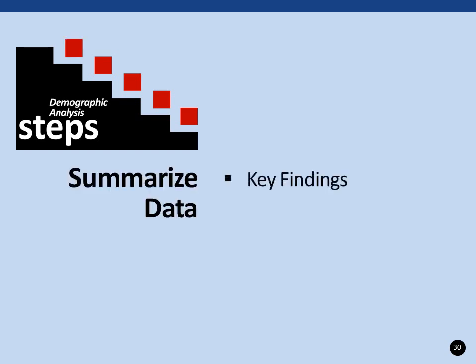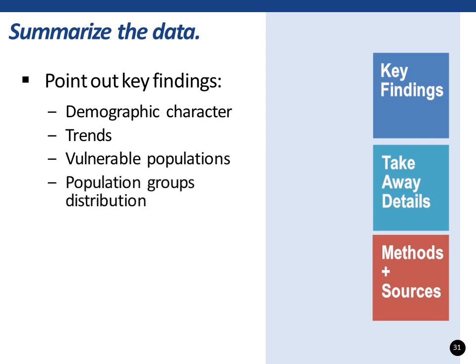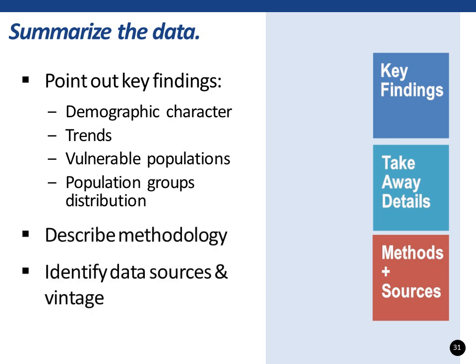In the next step, we summarize the data to support the project evaluation and decision-making. The purpose of summarizing the data we have compiled is to point out the need-to-know information. This will help others involved in the project understand what is material to the environmental evaluation. Describe the demographic character and trends in the area and identify populations of special concern. Describe how the various population groups are distributed throughout the area. Briefly describe the methodology used for the analysis, where the data came from, including the census geographies used, and the year the data was collected.